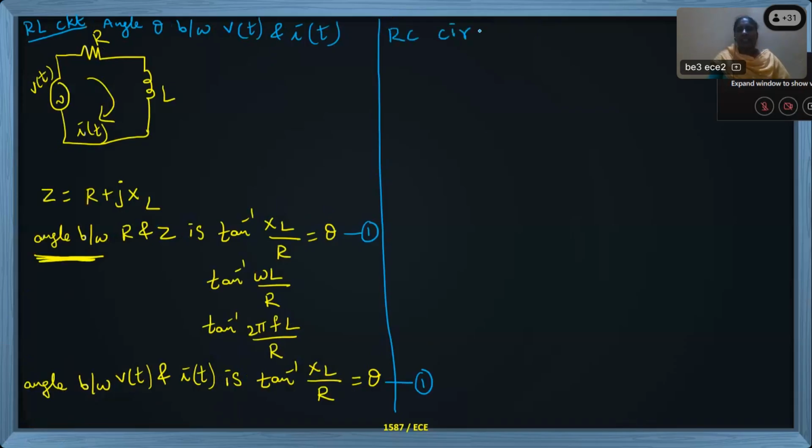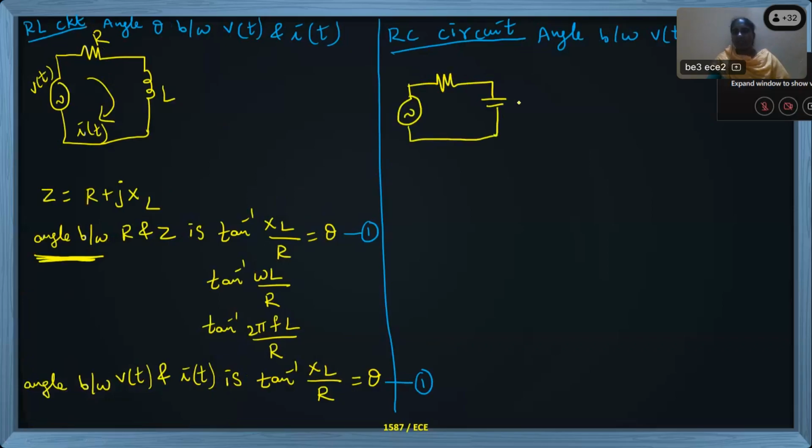Now I will take up the RC circuit and deal with the angle between voltage and current in the RC circuit. All these are part of the phasor diagram. Phasor means angle difference. Now I am going with a supply voltage, with a resistor and a capacitor present in the circuit. This is capacitor C, current I of t, and voltage V of t for the circuit. R and C are the components.